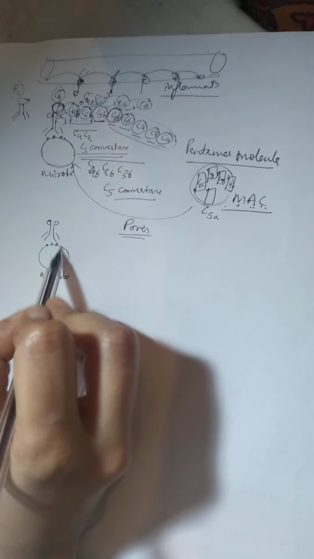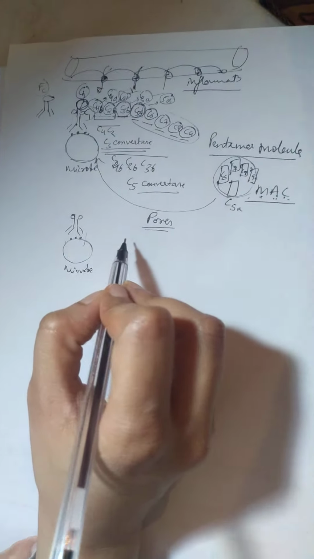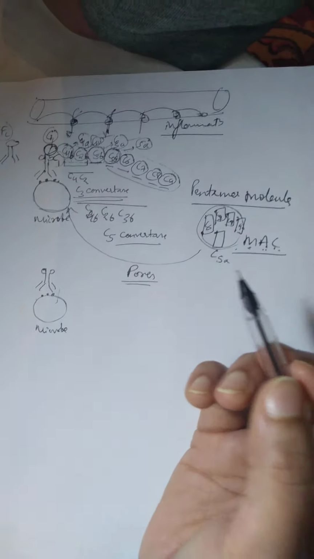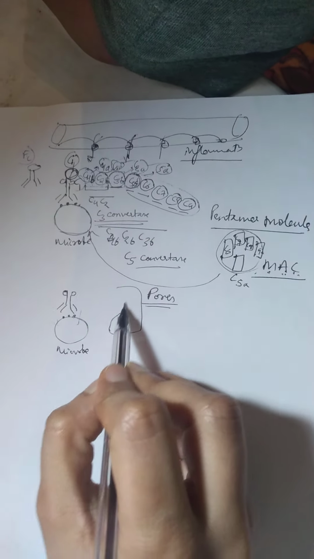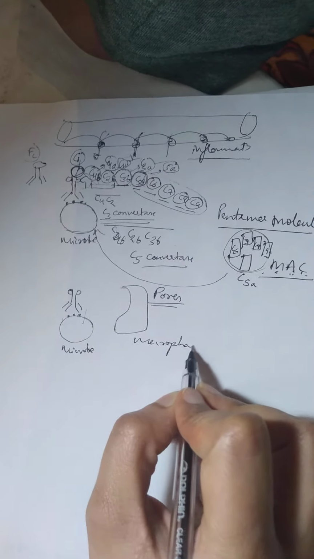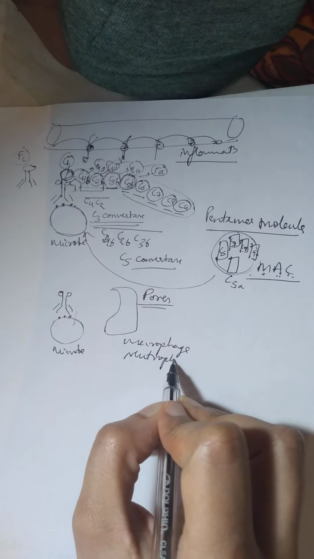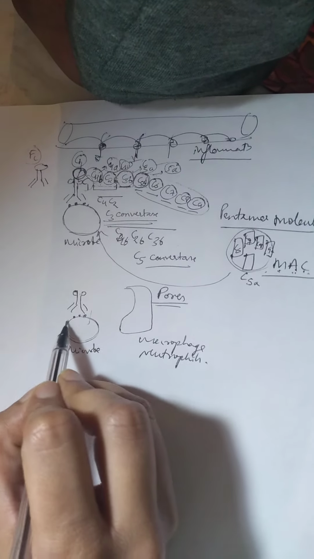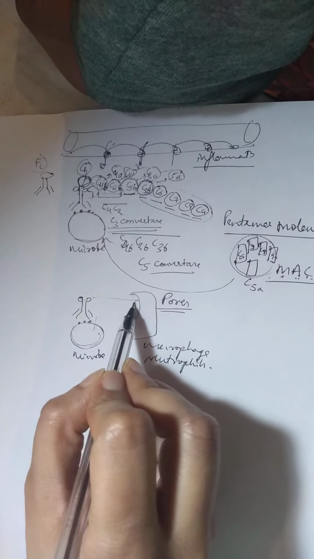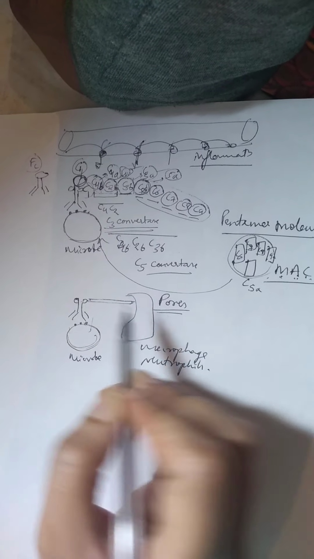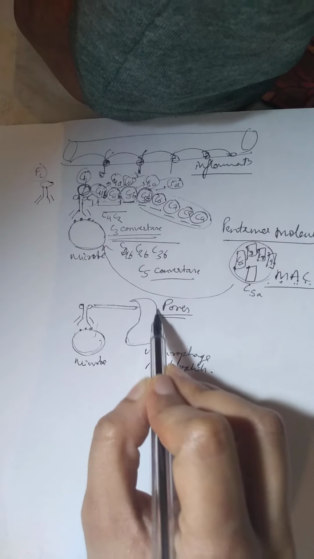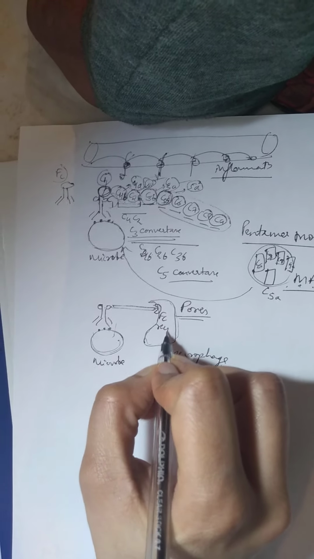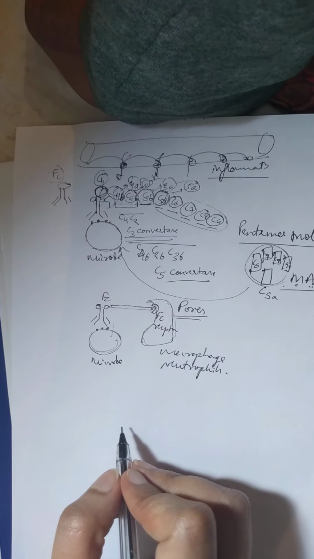Now this complex will be directly presented to the phagocytic cells, for example the macrophages or the neutrophils. If the antigen is holding this microbe on one end and making a complex with the phagocytic cell on the other end through this receptor, which is the Fc receptor, because this receptor is binding with the Fc portion of the antibody.